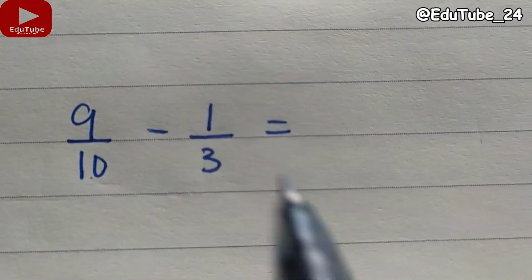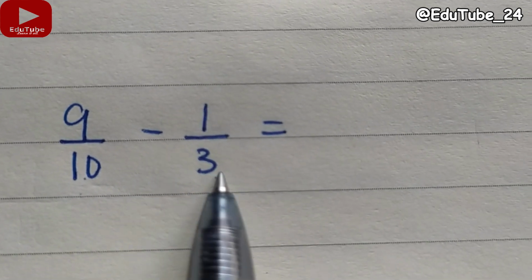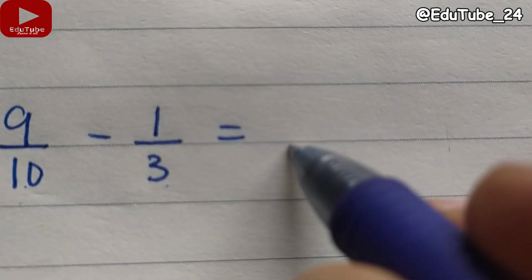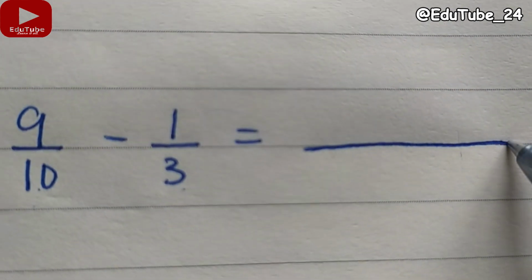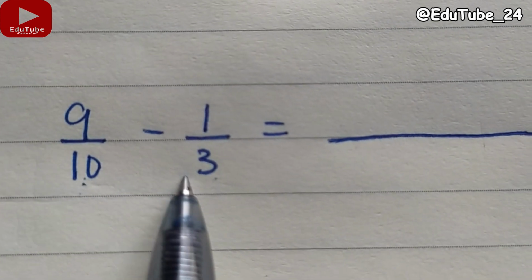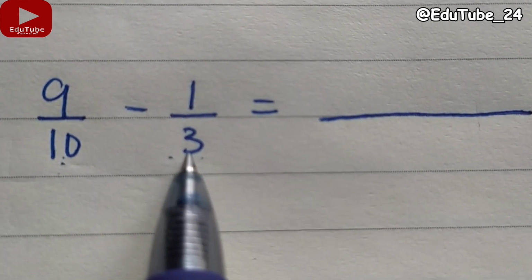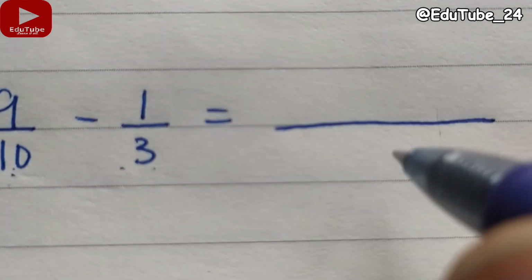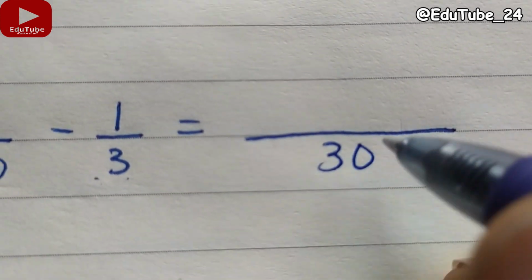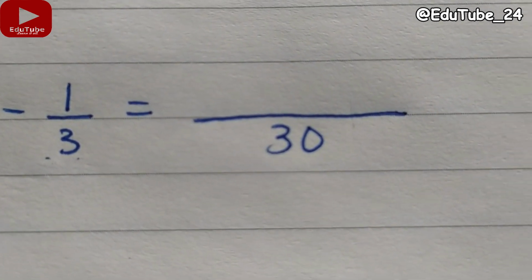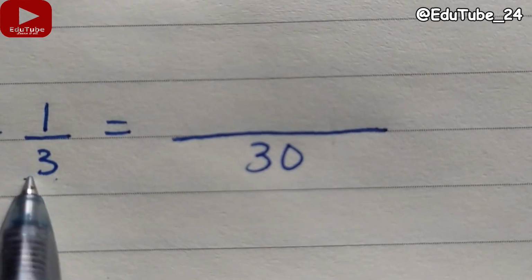So again, for this also, because this is unlike fractions, we have to give them a common denominator, and to give them a common denominator, we'll find the LCM of 10 and 3 without wasting any time further. LCM of 10 and 3 is basically 30. You can find that out by doing your LCM. So LCM of 10 and 3 is 30.